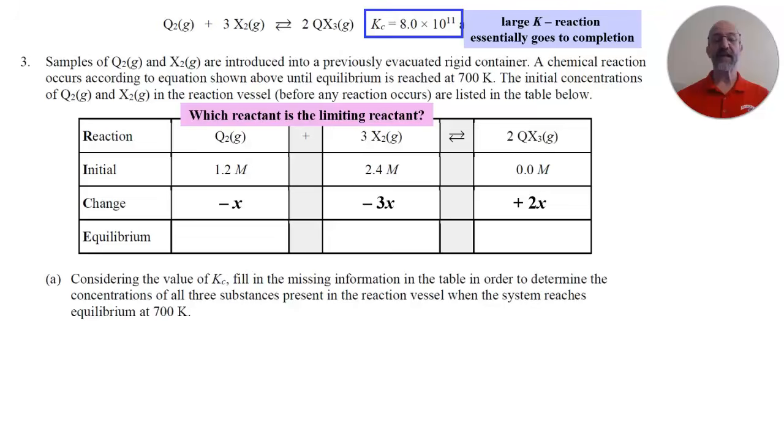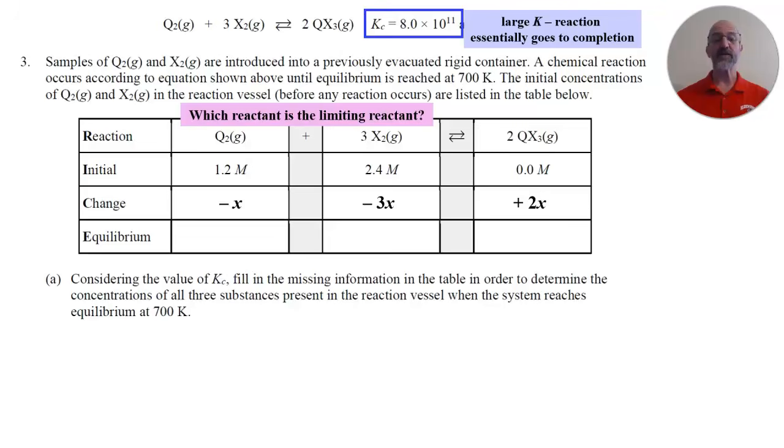Now, the next thing that we need to consider with respect to the reactants is which reactant, Q2 or X2, will be the limiting reactant. Notice that we have a 1:3 ratio of Q2 and X2 in the balanced chemical equation. However, we do not have a 1:3 ratio in terms of those concentrations. So the numbers that I see are 1.2 and 2.4. Now, they could represent either the moles or the molarity.